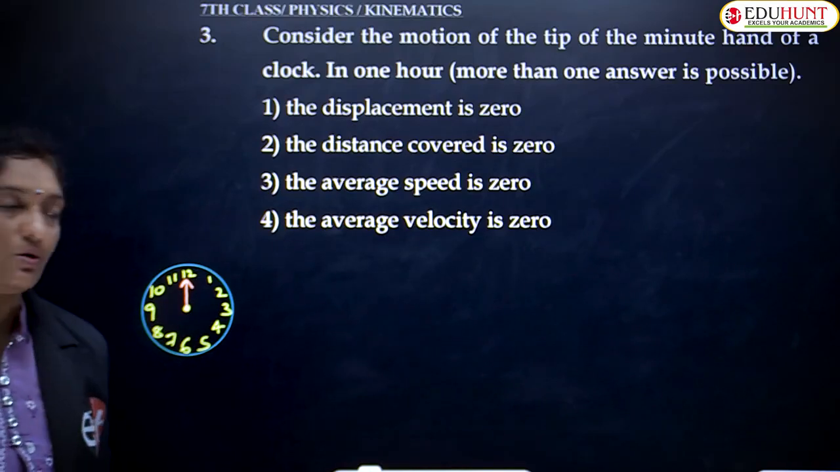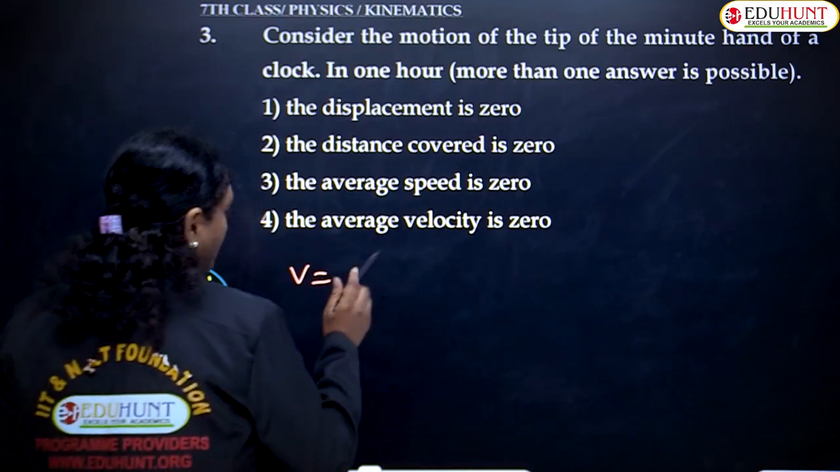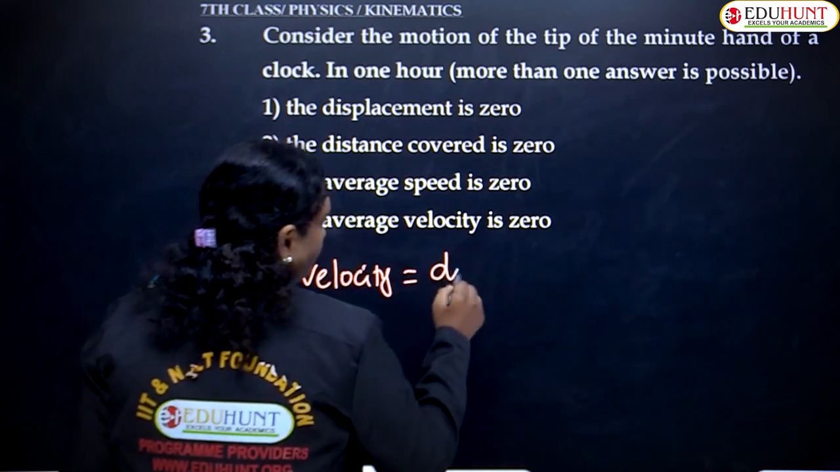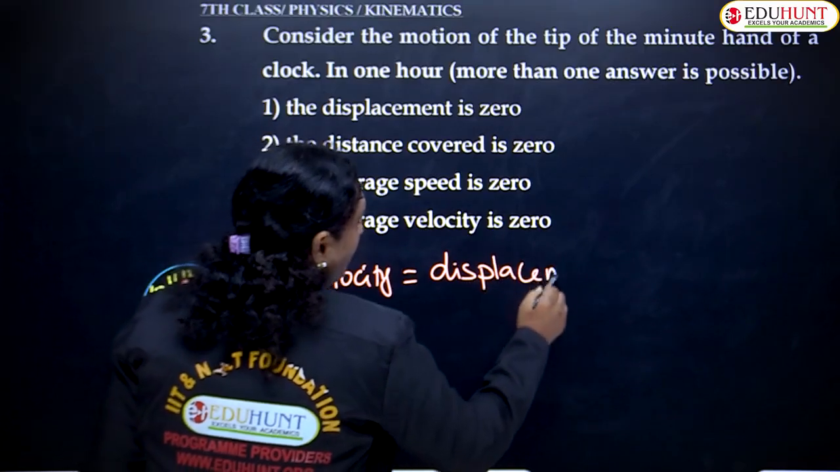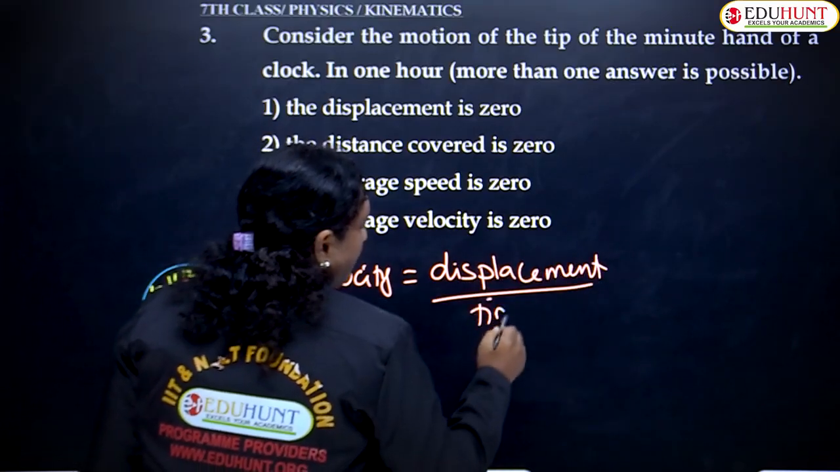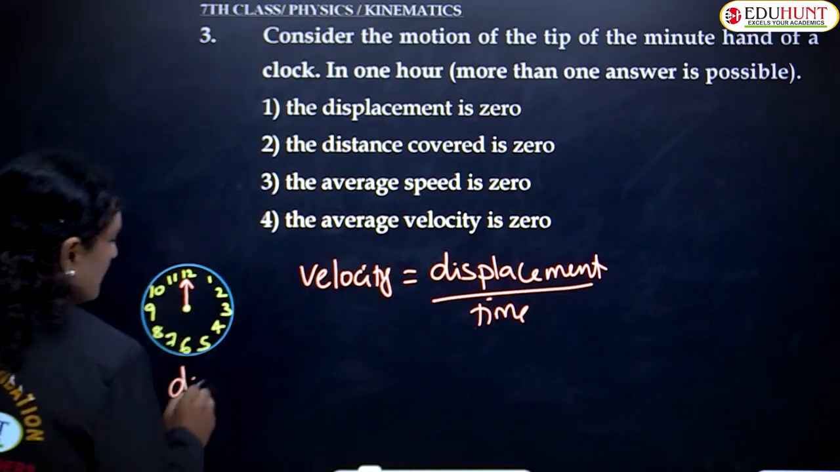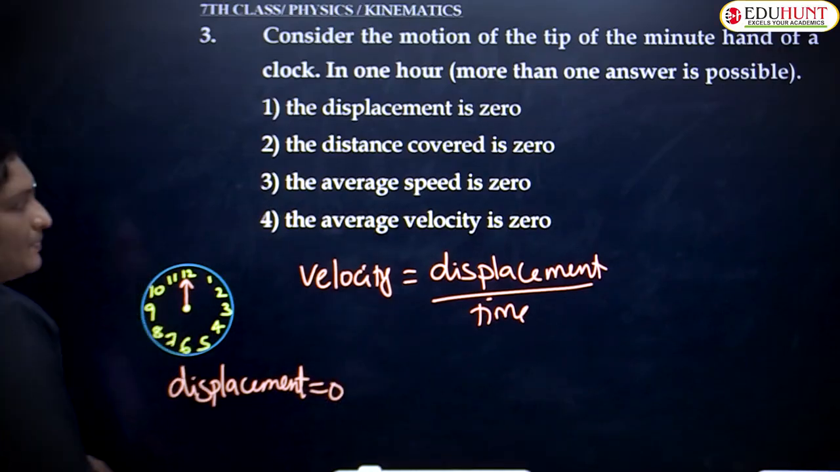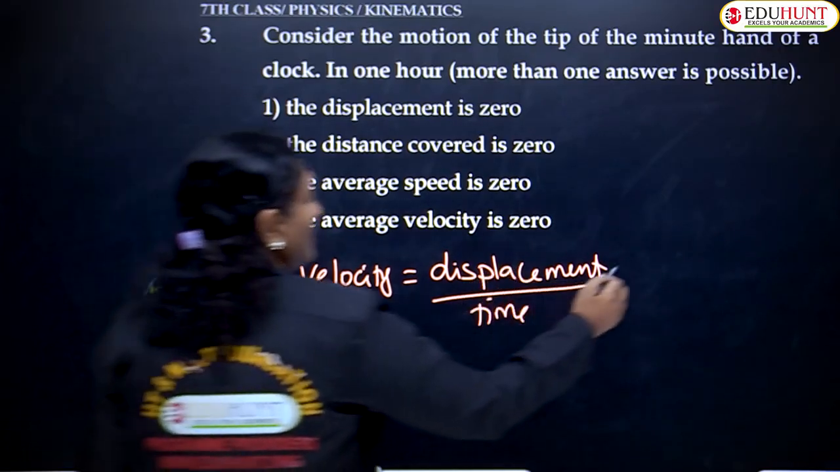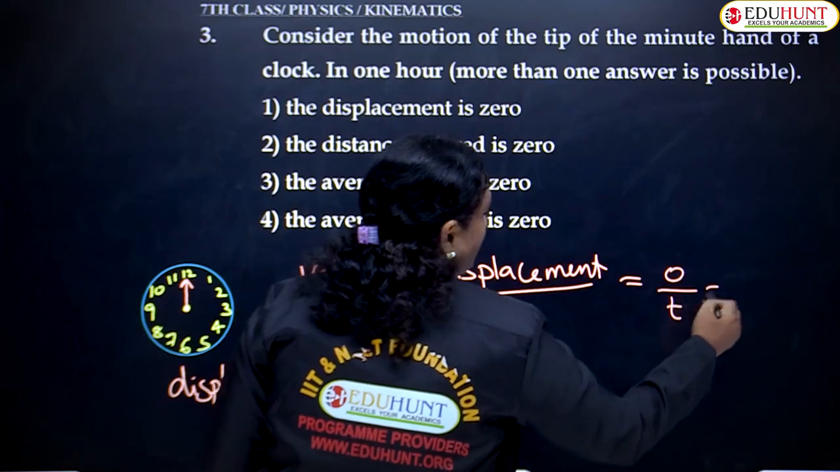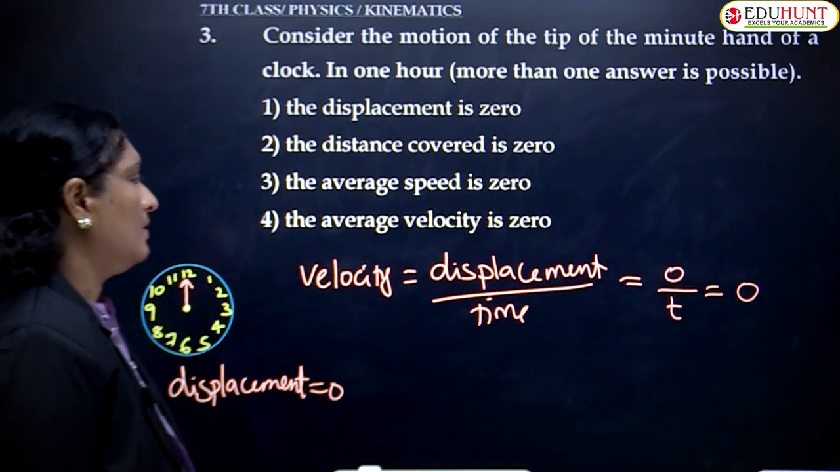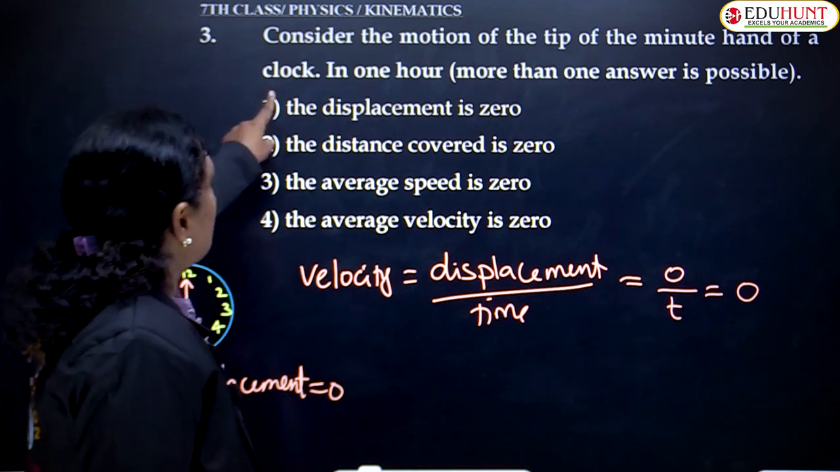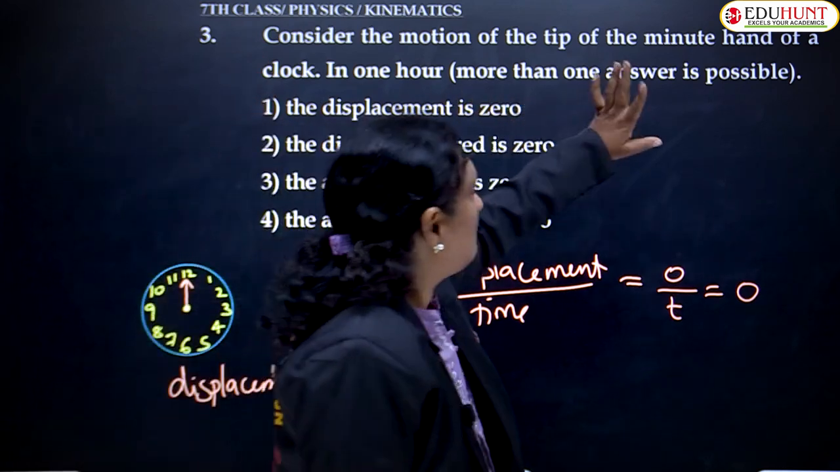If displacement is 0, we know the formula for velocity: velocity is defined as displacement upon time. So clearly, what have we considered here in this displacement? Both the initial position as well as final position remain the same. So displacement is 0. If displacement is 0, 0 upon any time, how much is that? 0. Time means 60 seconds or 1 minute, so that is 0. So what would be the correct answer? And here they have given that more than one answer is possible.